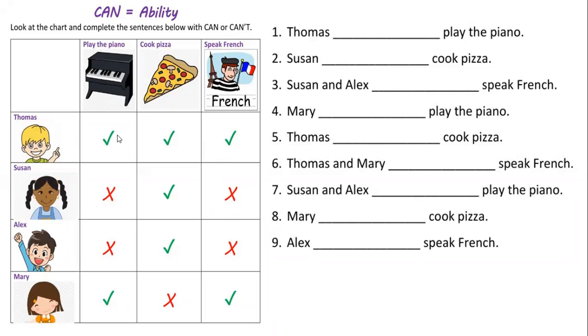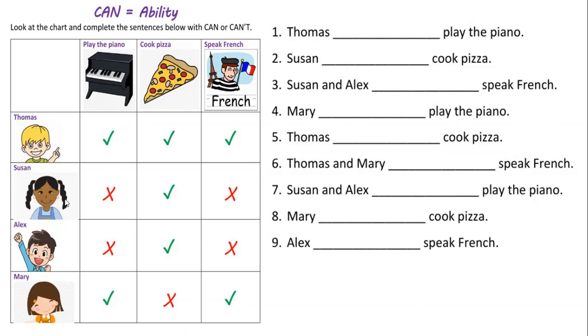Estas cositas verdes, los cheques significa que ellos sí pueden hacer la acción. Y las cruces significa que no pueden hacer la acción. Observemos a Tomás. Por ejemplo, Tomás tiene los tres cheques. Tomás can, puede, positivo. Tomás can play the piano, cook pizza, and speak French. Tiene las tres habilidades. Sabe tocar el piano, sabe cocinar pizza, y tiene la habilidad de hablar francés.